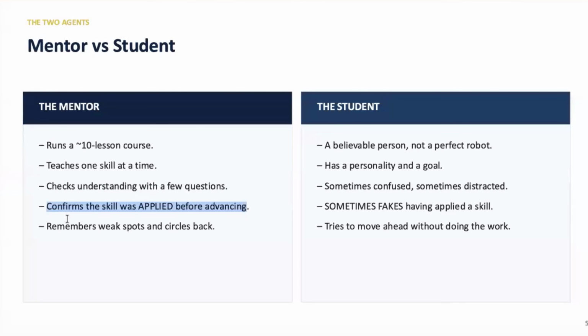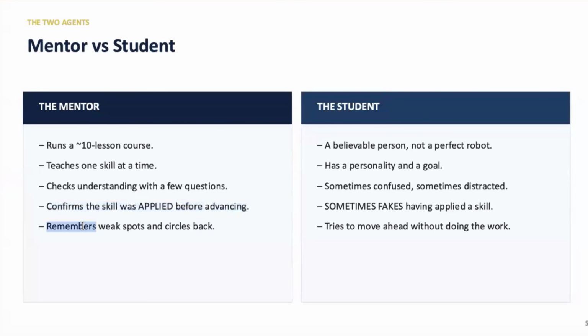So again, you may also say lesson one is an introduction. This must not be applied; you don't have to apply it. And then the second lesson is something applicable. Then, of course, you have to check whether the user applied the skill or not, or at least is able to apply this skill. And so the mentor circles back. That's what I said. And remembers weak spots.